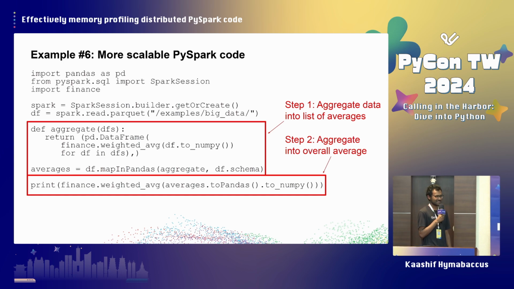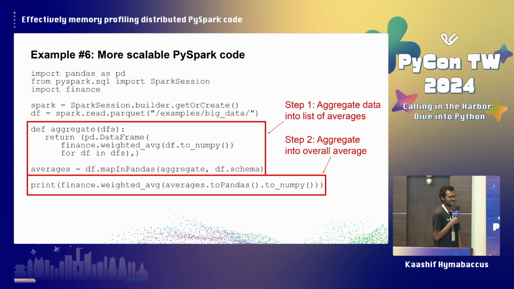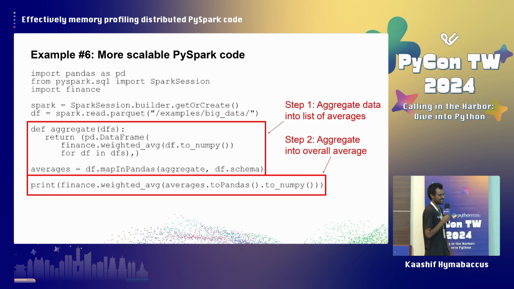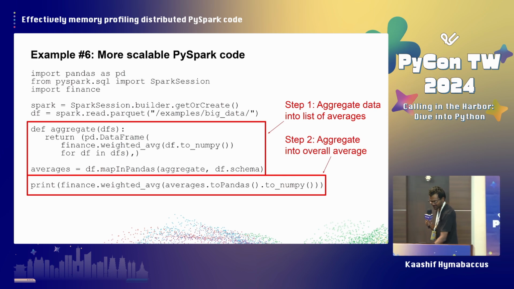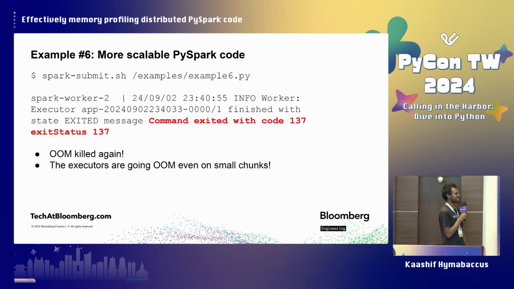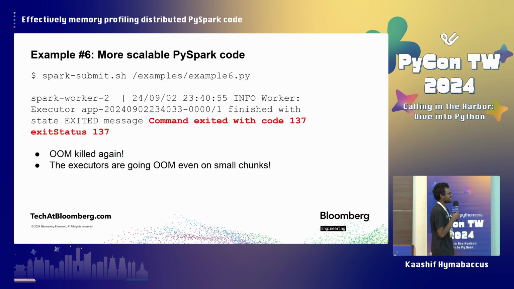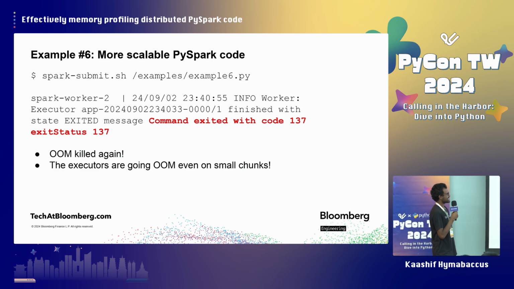I'm so excited. Does anyone think this is going to work? There's time left in the talk, so it's not going to work. Oh, spoiler alert. It doesn't work. It still goes out of memory. So we ran our function on small chunks, and it still didn't work. I mean, what's going on here?